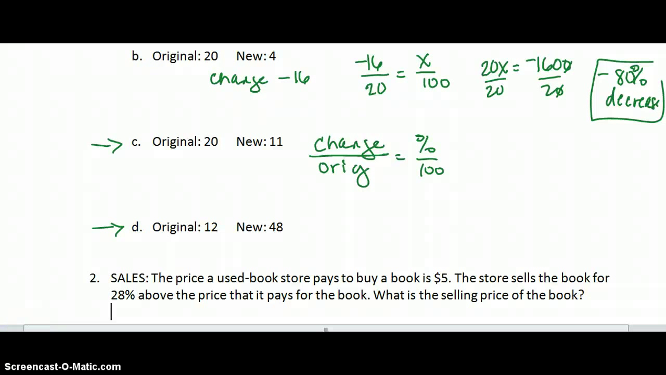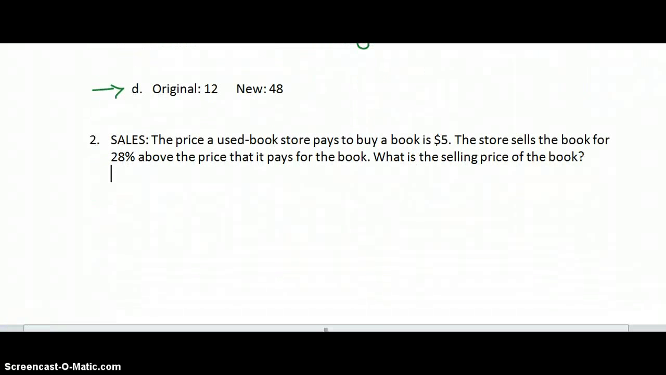Okay, now let's move on to the first word problem. The price a used bookstore pays to buy a book is $5. The store sells the book for 28% above the price that it pays for the book. So that's an increase. What is the selling price of the book? Okay, so we already know it's a 28% markup. The original price was $5.